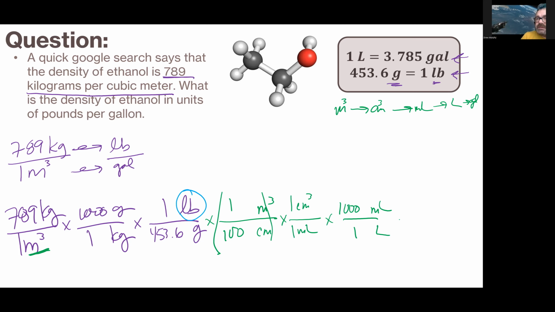And then we're going to take liters to gallons. So we want liters on top and gallons on the bottom. And we know 1 liter is 3.785 gallons. And then we should be done.